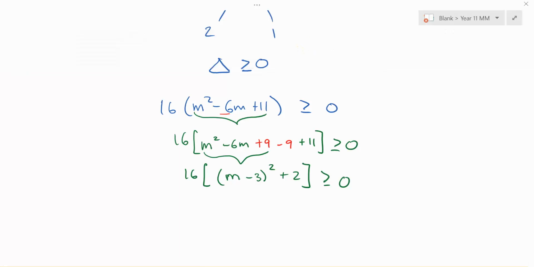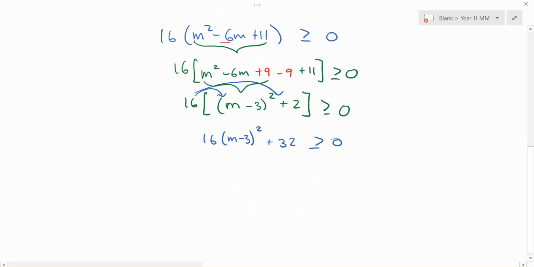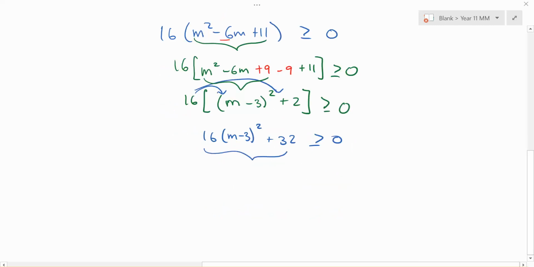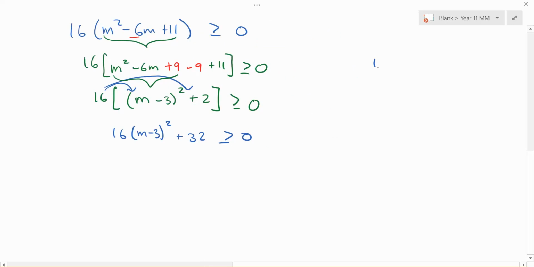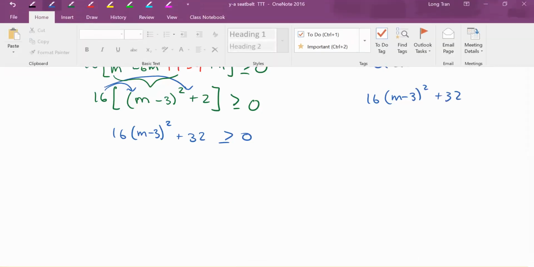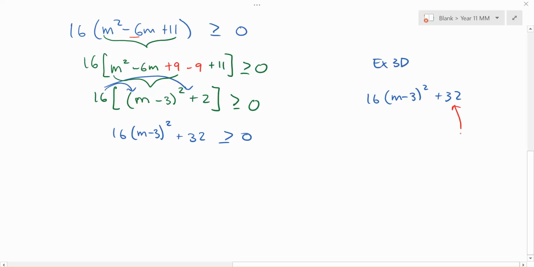And here we go. We're going to expand the bracket. 16 times the bracket and 16 times the 2. You get 32. 16 bracket m minus 3 squared plus 32. So I've completed the square, and it's all about sketching this equation. Now, using what you learnt in exercise 3D, we can read the equation. You've got 16 bracket m minus 3 squared plus 32. We can see this tells us it's going up by 32. This tells us it's narrow.